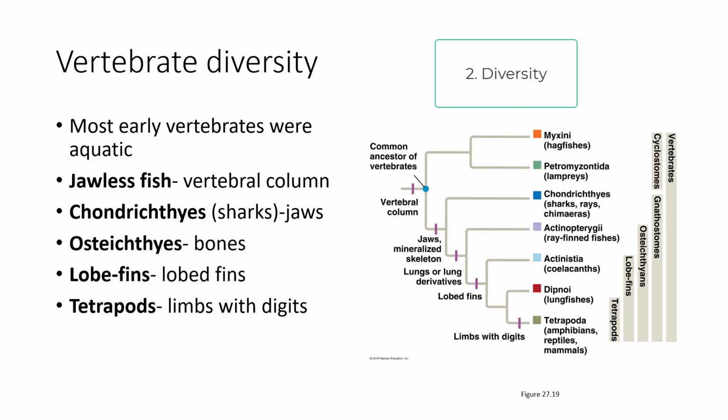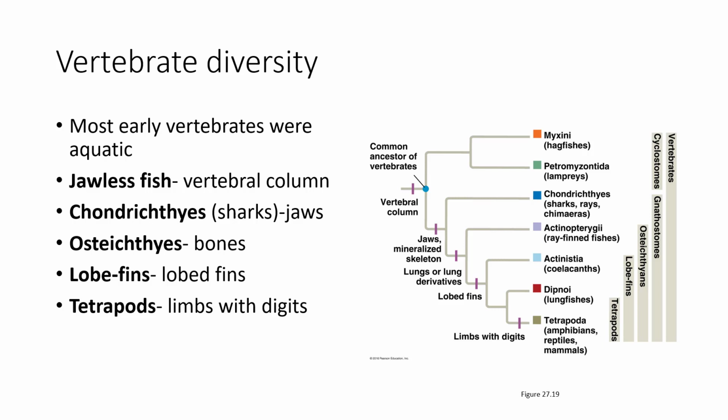You can see that common ancestor, and right off the bat we have the Myxini and the Petromyzodonta, the hagfish and lampreys. Those do not have jaws. The jaws, we have the chondrichthyes, which is cartilage-based fish. And that's the sharks, the rays, and chimeras. They have jaws, but they have cartilage instead of actually having bones.